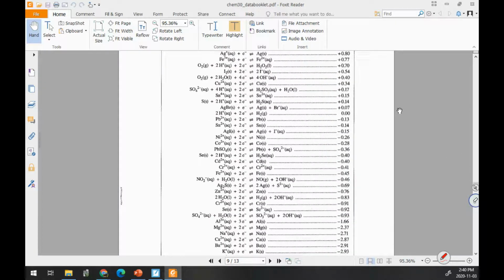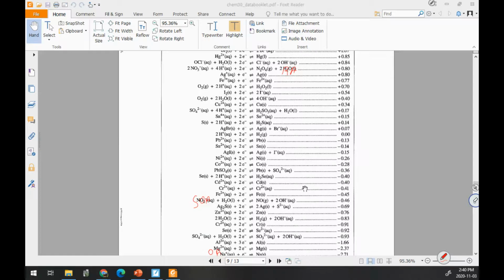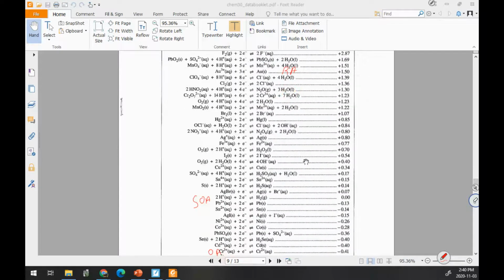So potassium ion is way down here. This is why we have to remember that water is an OA and an RA. We have iodide ions up here, and the water is above it.